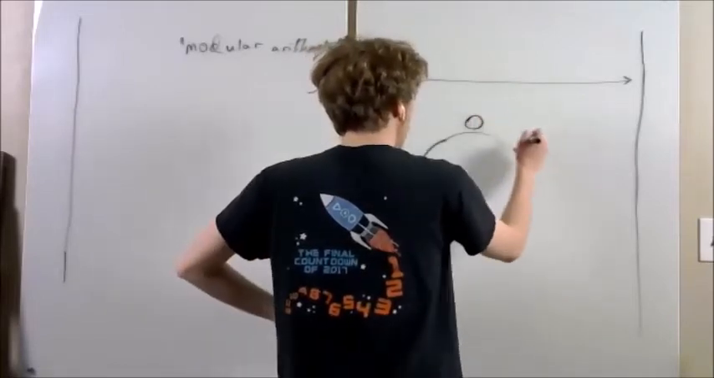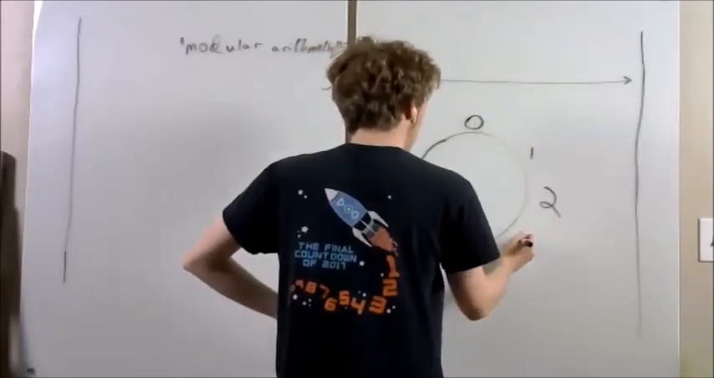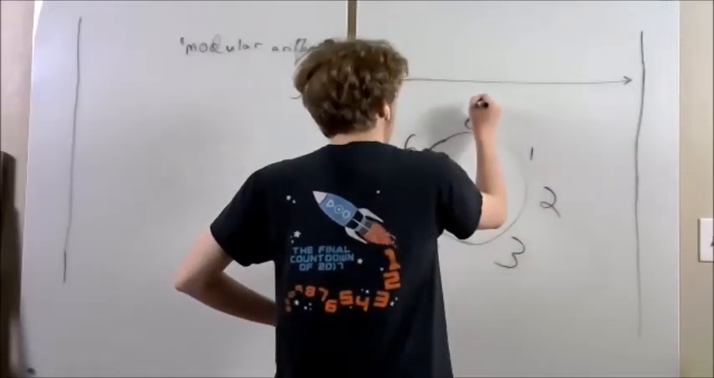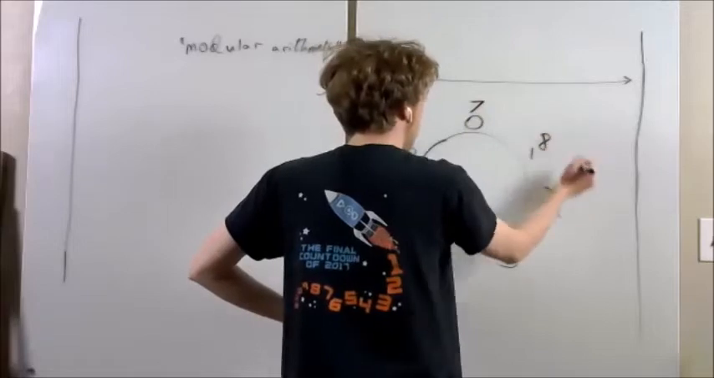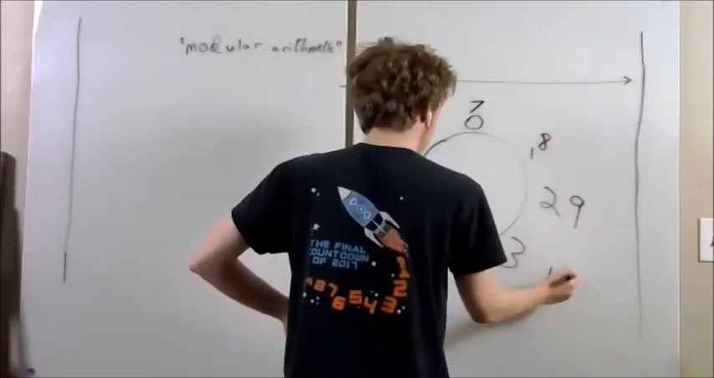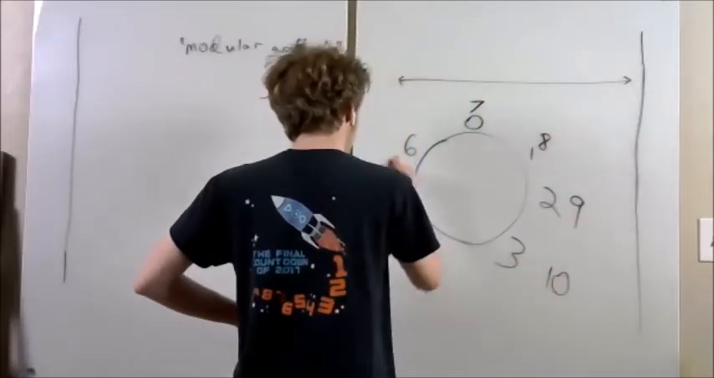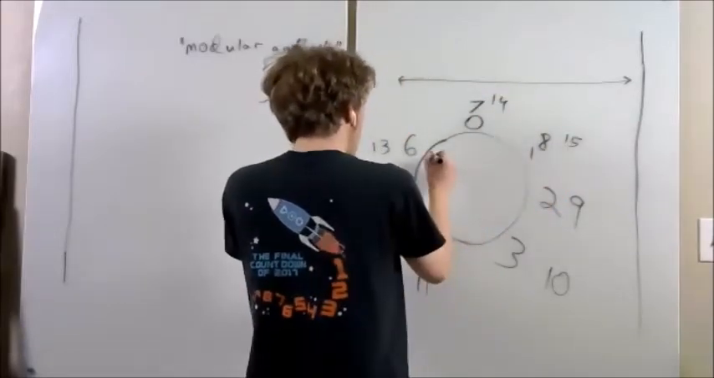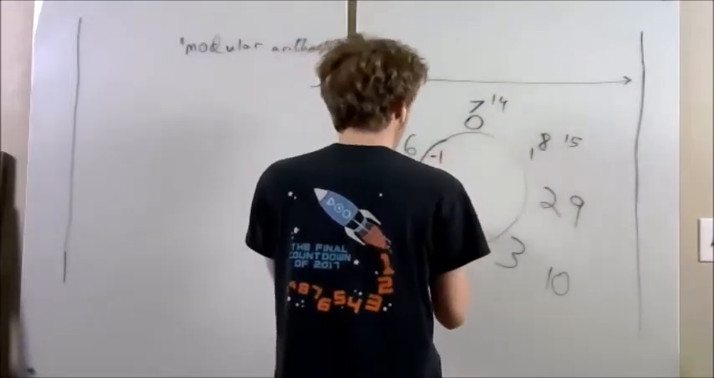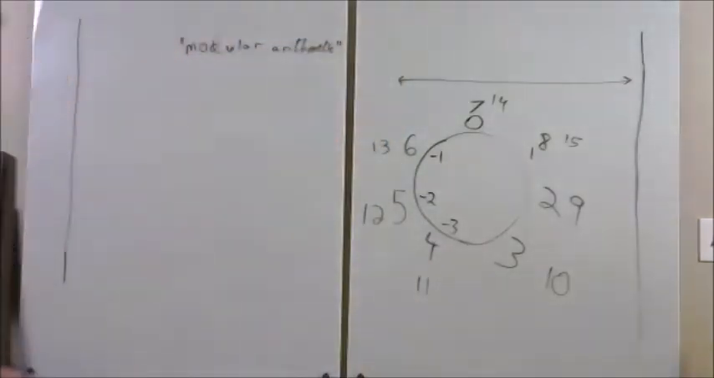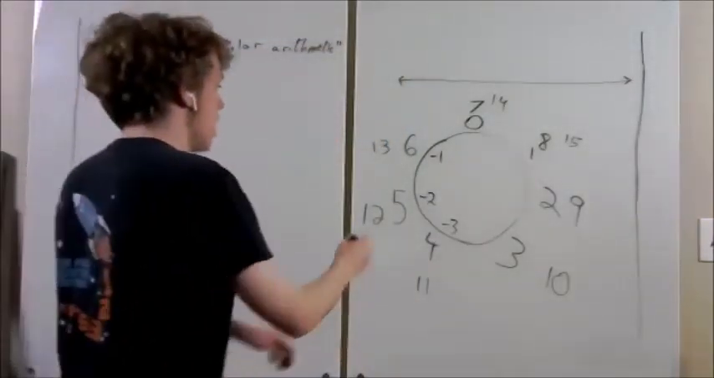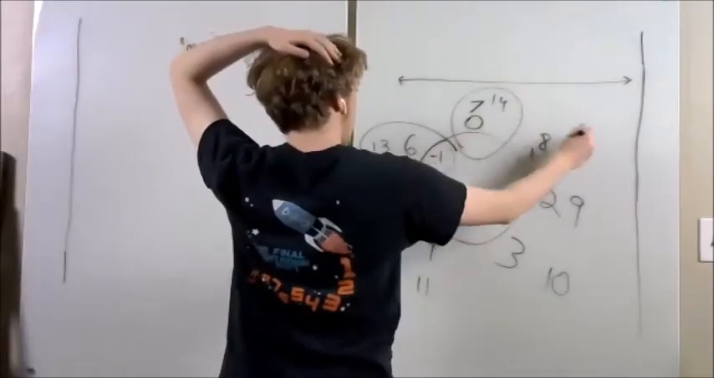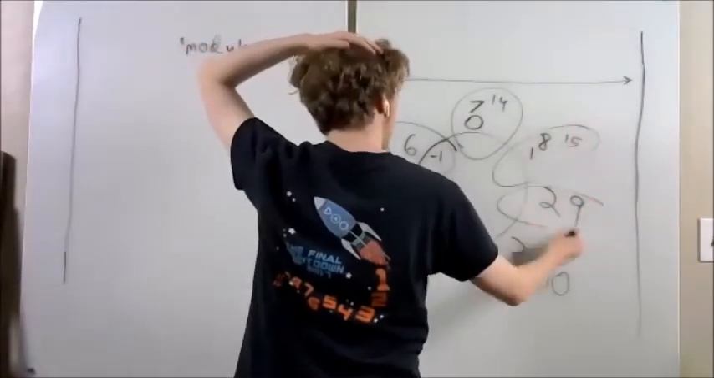So let's do 0, 1, 2, 3, 4, 5, 6, 7, 8, 9, 10, 11, 12, 13, 14, 15, etc. And you could also go backwards: -1, -2, -3, and so on. Eventually you've got all the integers, and you can think of it almost as a clock face.